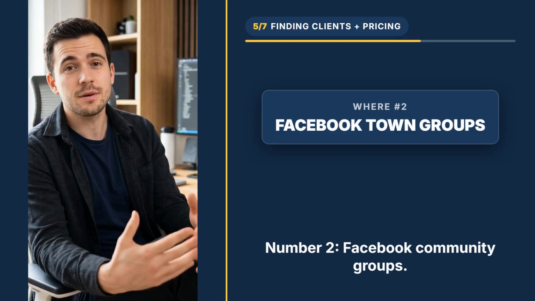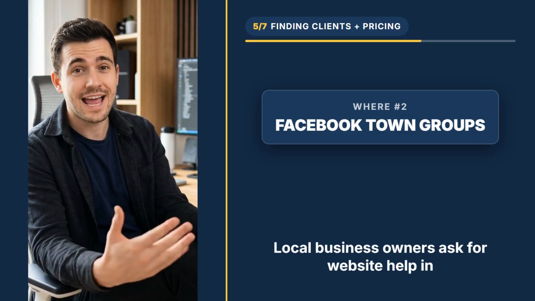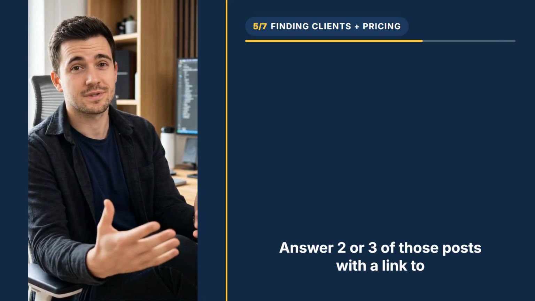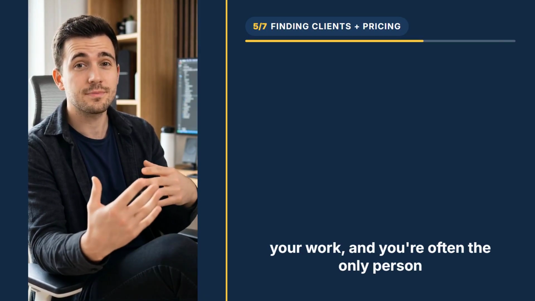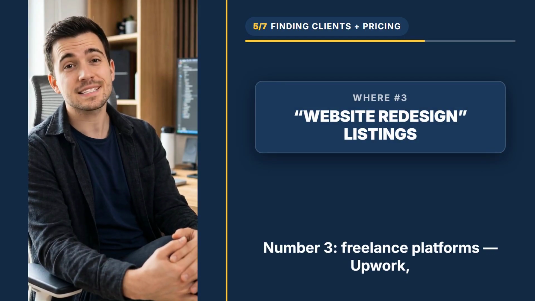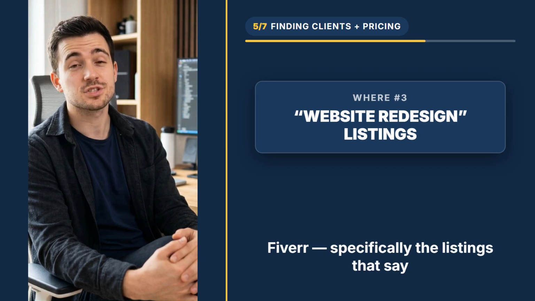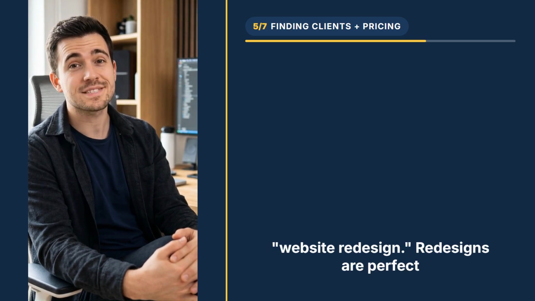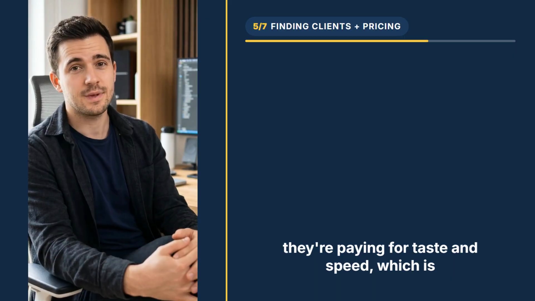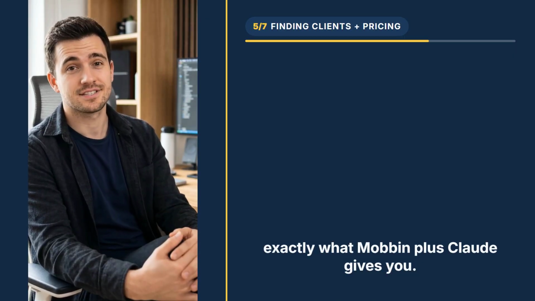Number 2, Facebook community groups. Local business owners ask for website help in town groups constantly. Answer 2 or 3 of those posts with a link to your work, and you're often the only person who replied with proof instead of promises. Number 3, freelance platforms, Upwork, Fiverr, specifically the listings that say website redesign. Redesigns are perfect for this workflow. The content already exists. They're paying for taste and speed, which is exactly what Mobbin plus Claude gives you.